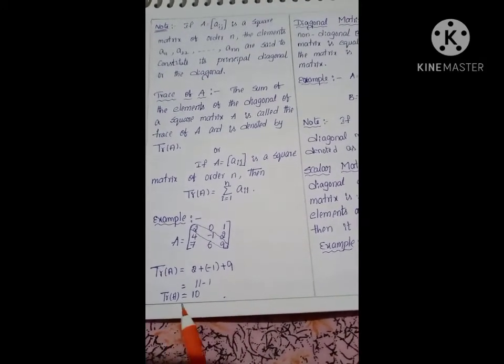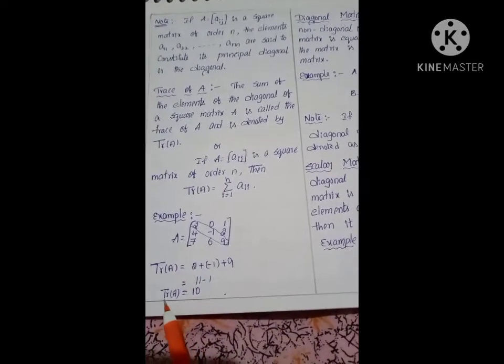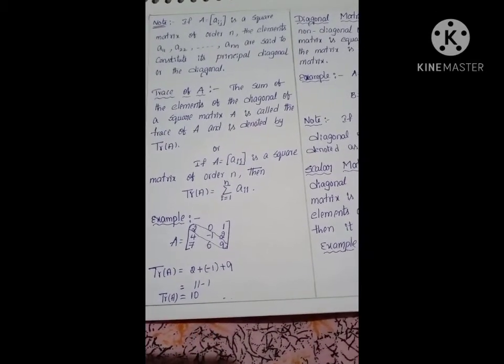Okay, trace of A equal to 10. Here matrix A, so that's why trace of A equal to 10.